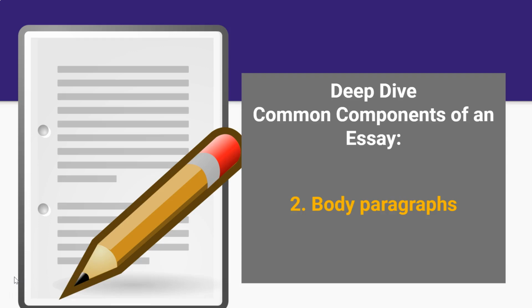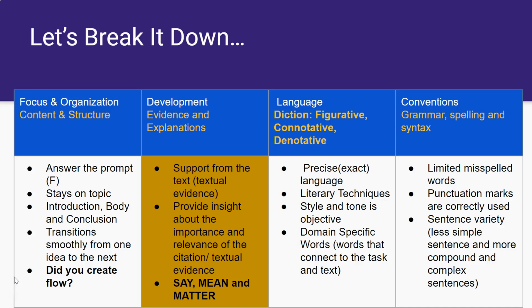So again, this is our third installment, and we're deep diving into the components of an essay. We've already gone over our overview. We've also gone over the introduction, and now it's all about the body. So let's look at our components for our rubric, right? We know that there are 4 parts: focus and organization, development, language, and conventions.